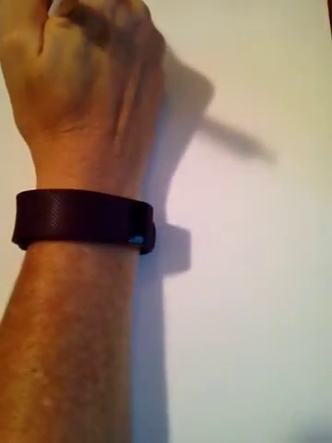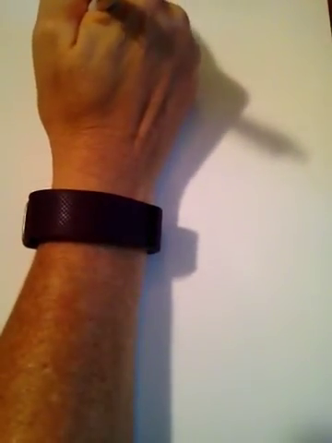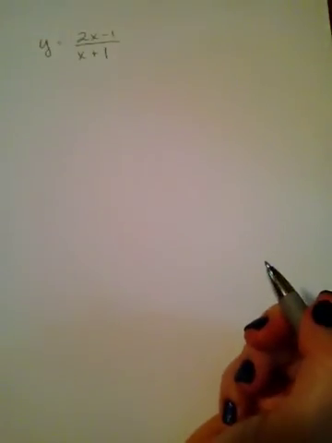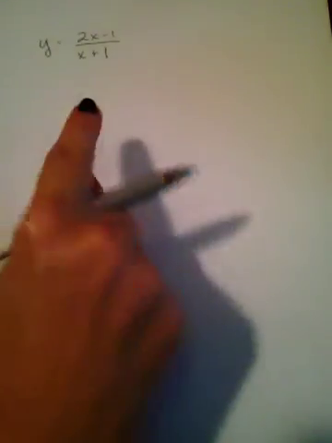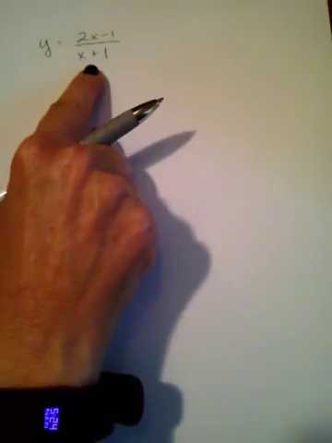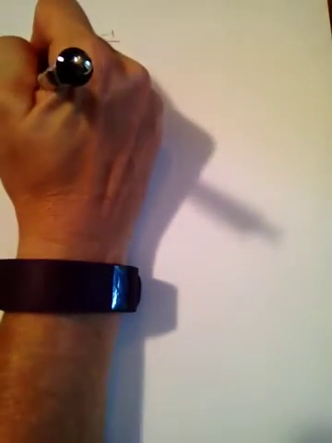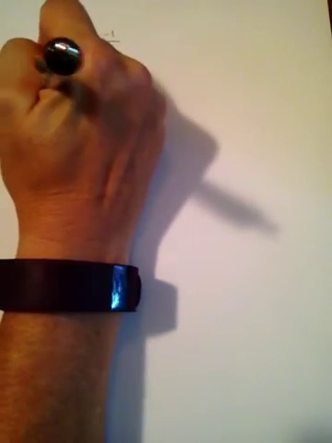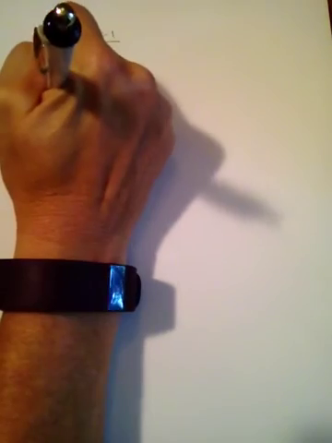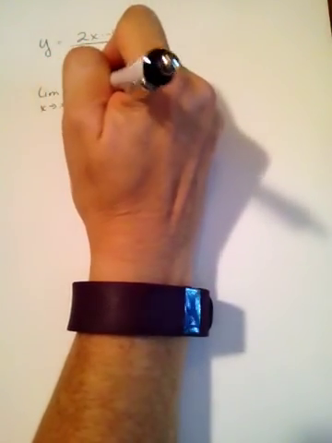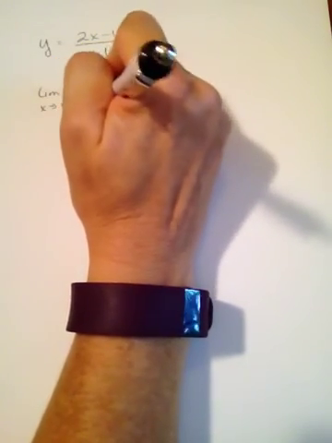For this next problem, which is y equals the quantity 2x minus 1 divided by the quantity x plus 1, we're going to do the same thing that we did on the previous problem. We are looking for horizontal asymptotes, which means we're going to look on the far right-hand side and the far left-hand side of this graph. So the first thing I'm going to do is take the limit as x approaches positive infinity of this expression right here.